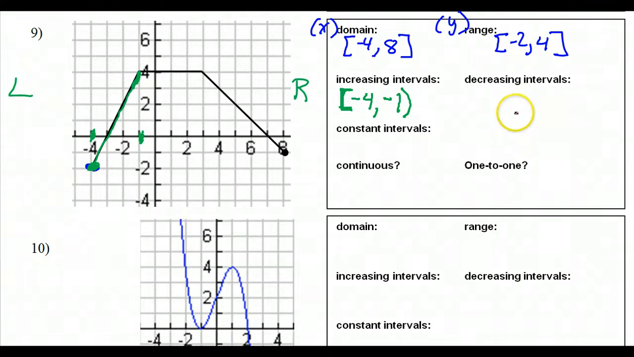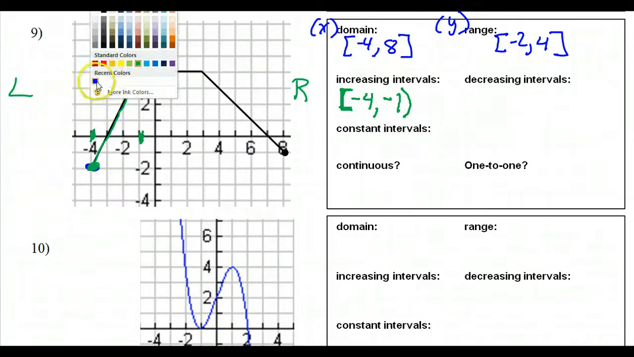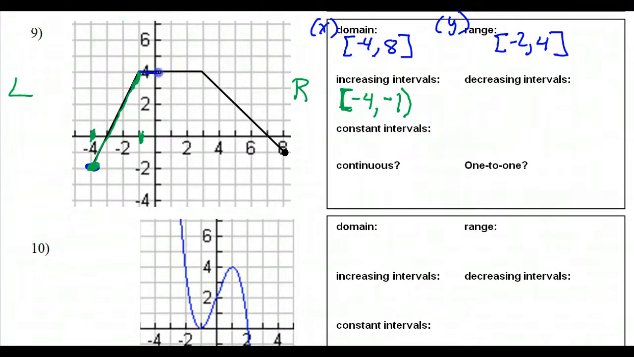Okay, and then it is decreasing. So starting here at -1. Well, you know what? It's not decreasing, is it? Better do this in blue. See how this is flat? This is what I was talking about for a. This is what a constant interval looks like.